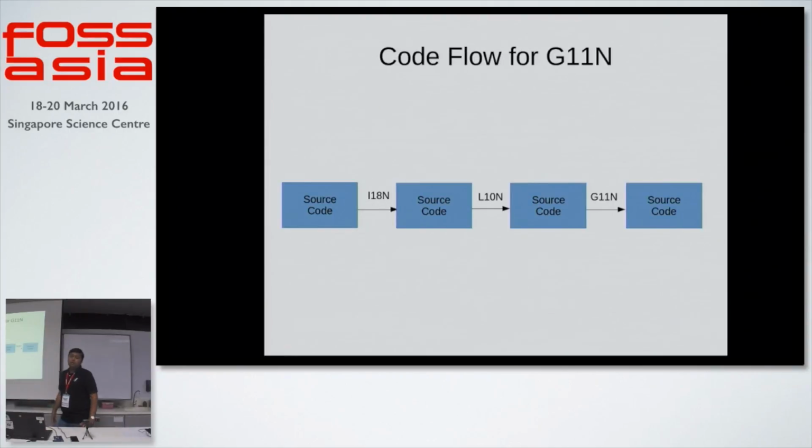So generally how should the code flow happen? When you write source code, it may be in any language. If you know the getText library, it is available in all the languages. I mean, the extensions are available in all the languages. GNU getText is the library that helps you to add the i18n support into the source code.